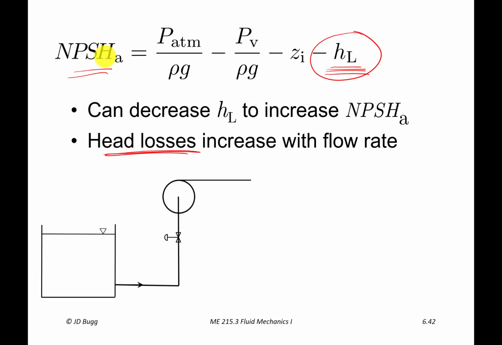So let's illustrate that as well. So this again is our starting configuration. The only change I've made here is I said, well, I want to be able to control the flow rate through this system. So I'm going to put a valve right here.